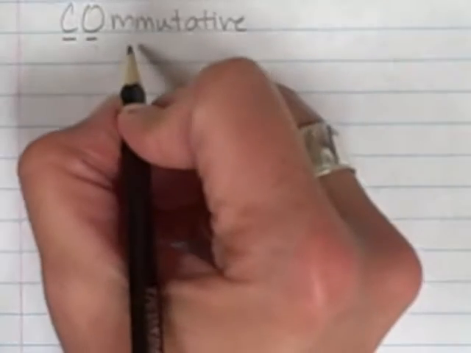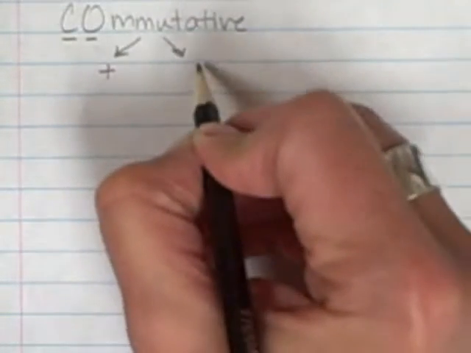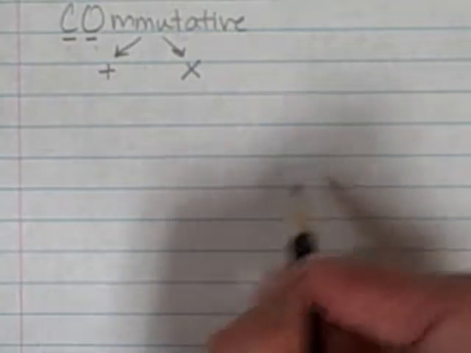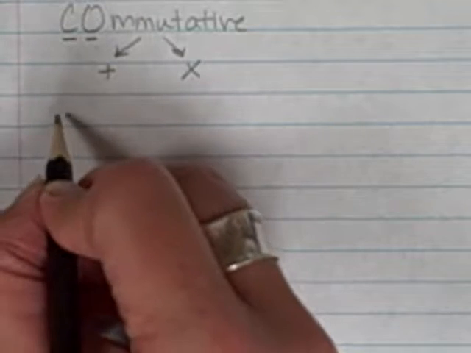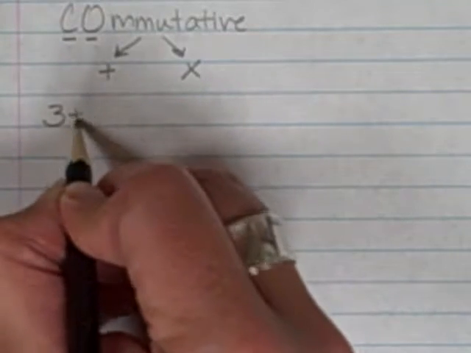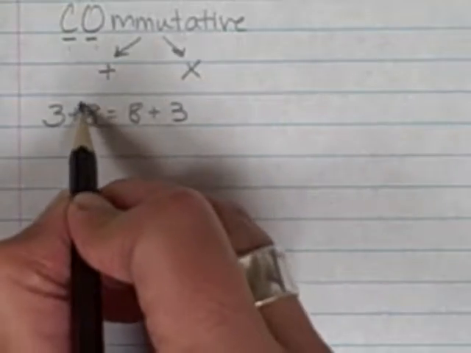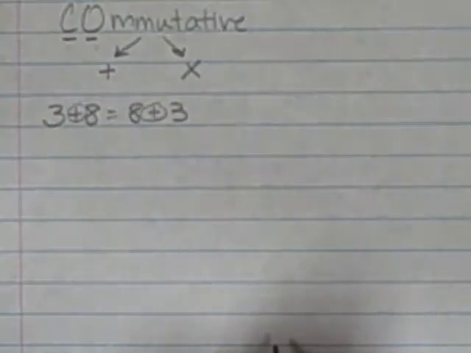So there's two types of commutative properties. There's the commutative property of addition, and there's the commutative property of multiplication. And you need to know the difference between the two. With the commutative property, something has to change order. And whatever changes order, it's whatever's between them that it goes by.